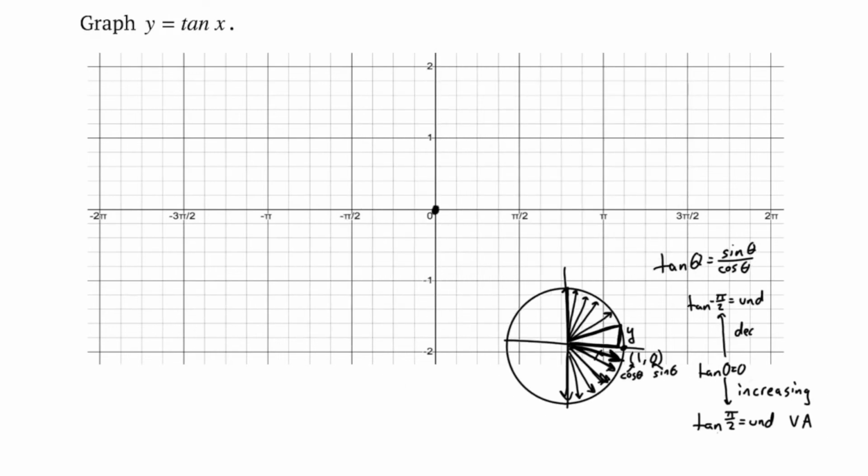We said tangent of 0 is 0, so it starts at the origin, and then we said at pi over 2 there would be a vertical asymptote because that's where the angle was a vertical line, and the value was undefined. As we went from 0 to pi over 2, the tangent value is increasing, so it's going to approach the vertical asymptote in this direction. As we went to negative pi over 2, there was also a vertical asymptote, but it was approaching it in the negative direction. The slopes were getting gradually increasingly negative.